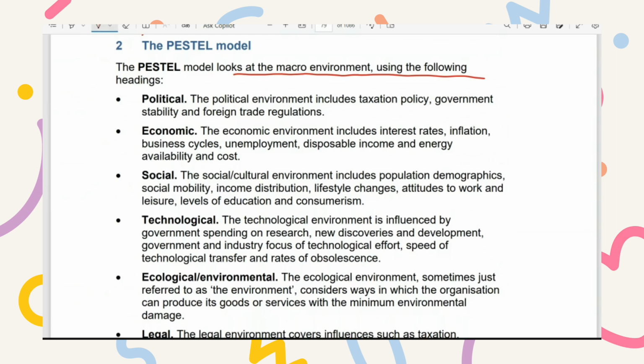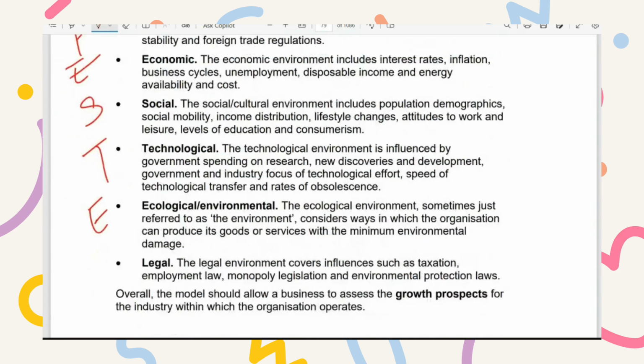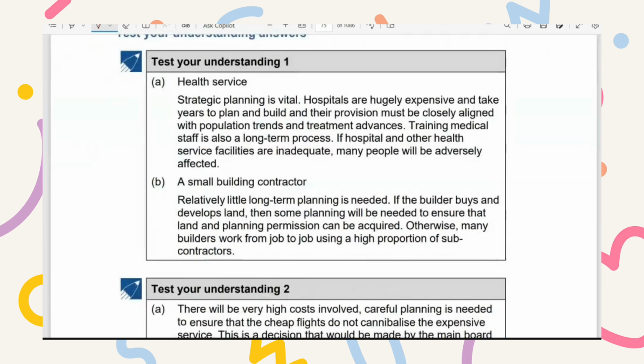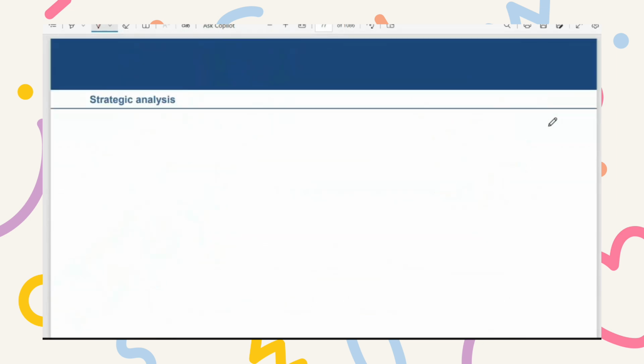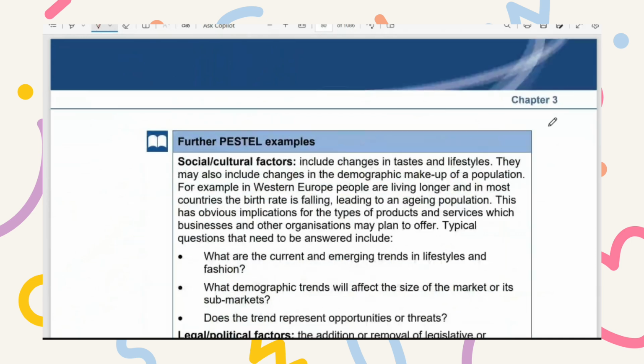PESTEL is actually an abbreviation of these points. The PESTEL model looks at the macro environment using the following. Macro means overall; remember, this is outside, beyond. PESTEL is an abbreviation of these headings: Political, Economic, Social, Technological, Ecological and Legal. We will now discuss these analyses one by one.